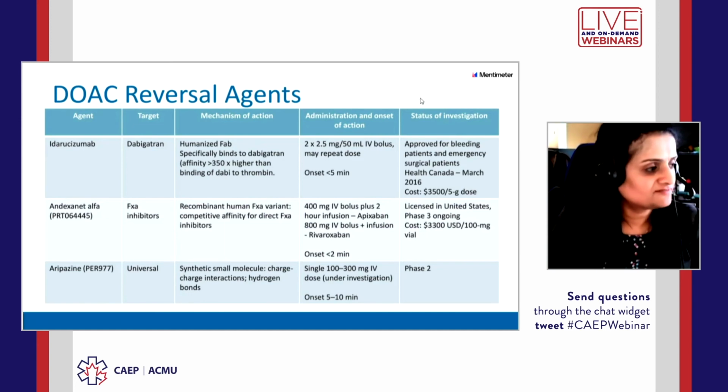In terms of other factor 10A inhibitor reversal, unfortunately Health Canada has not yet approved andexanet alfa, but it's available in the States for reversal of oral factor 10A inhibitors. It's important to know there are differences in dosing when it comes to rivaroxaban and apixaban, if we ever get approval for this, but it has a quite quick onset of less than 2 minutes. Again, expense is key to consider in a public healthcare system.